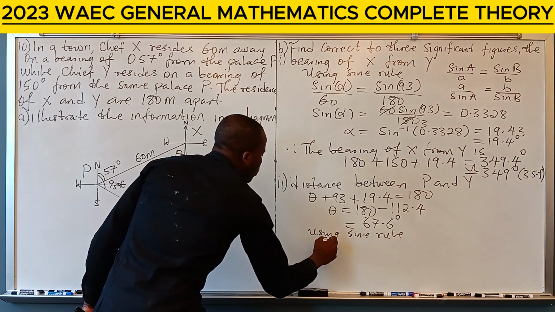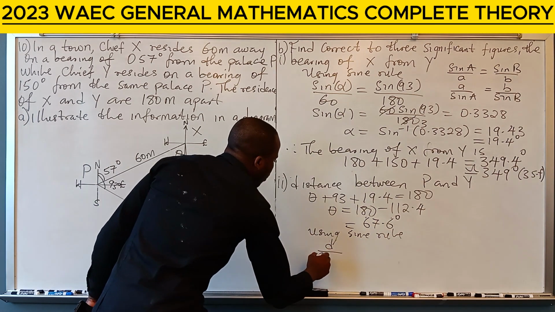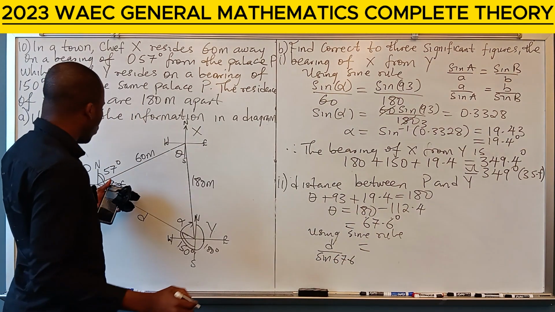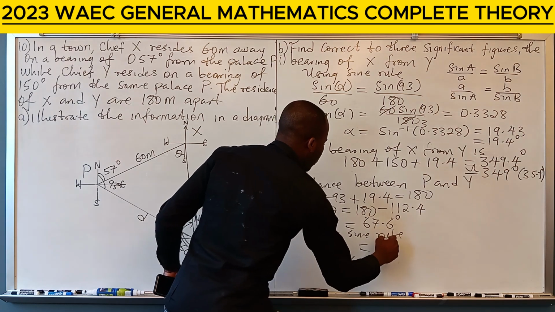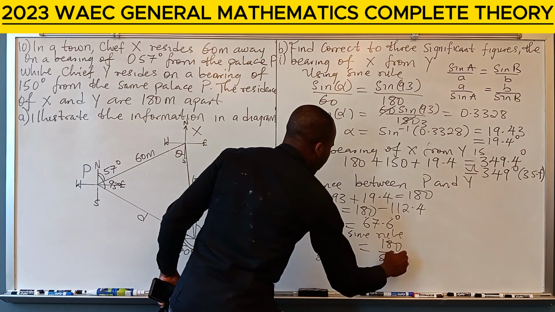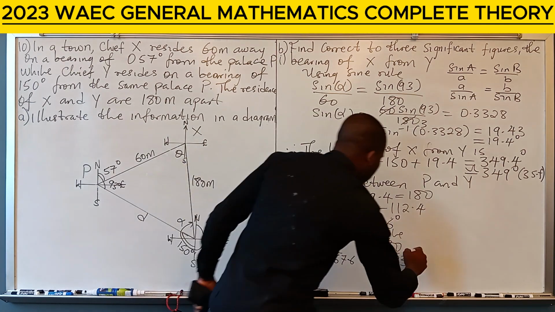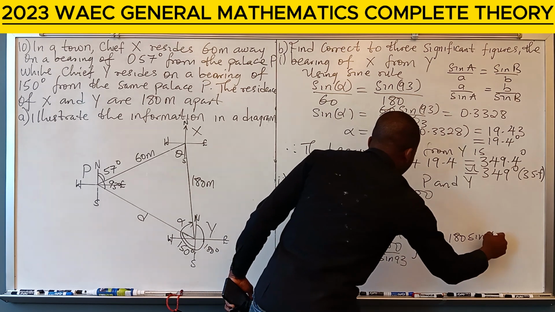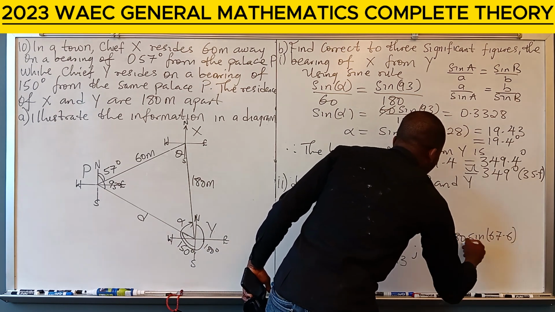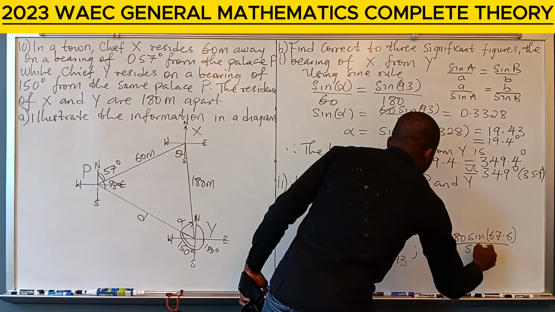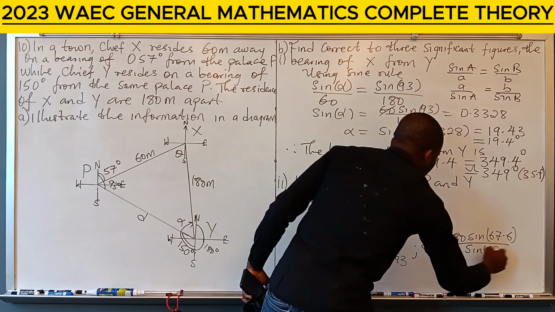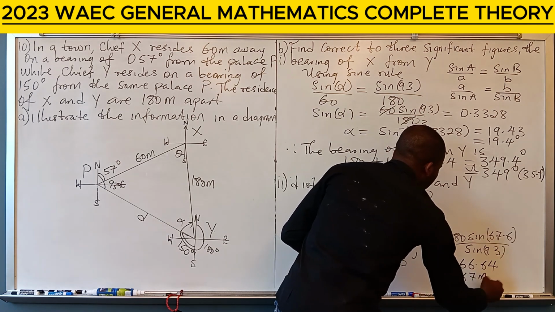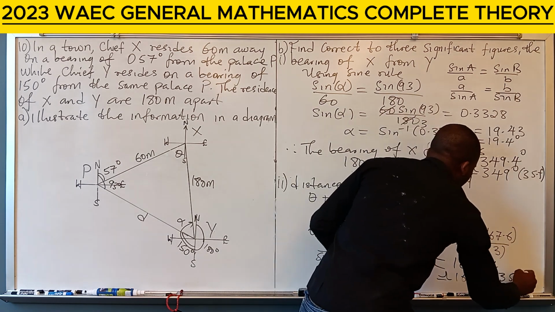And so the distance we can get using sine rule as d over sine 67.6. Can use the one we know, 180 over sine 93. So that d will be 180 sine 67.6 over sine 93. This will give us the answer in meters to 3 SF.